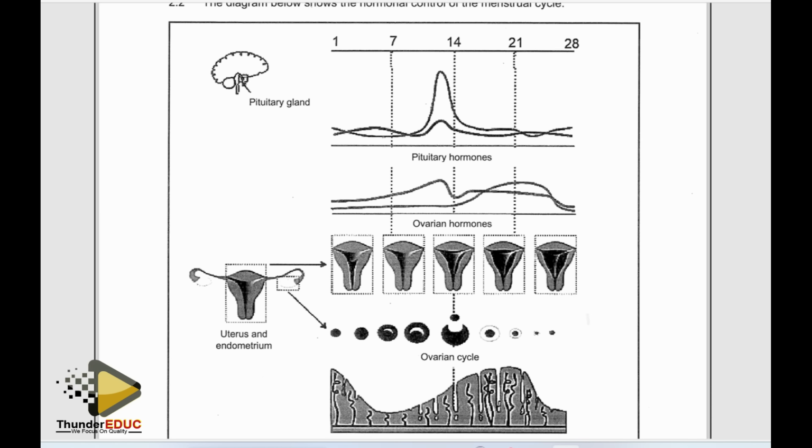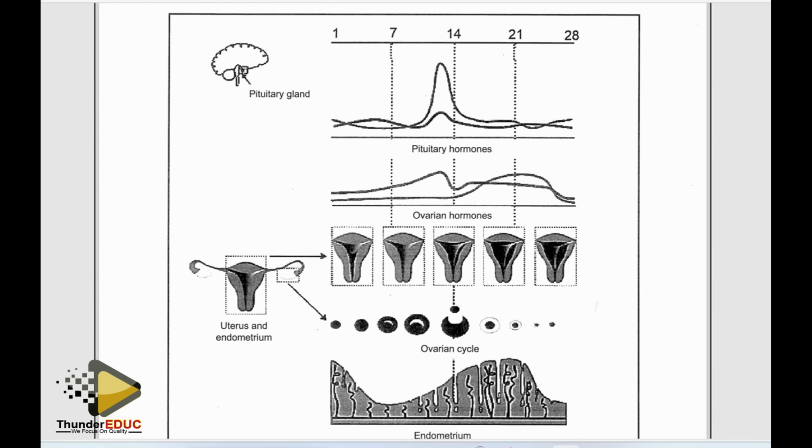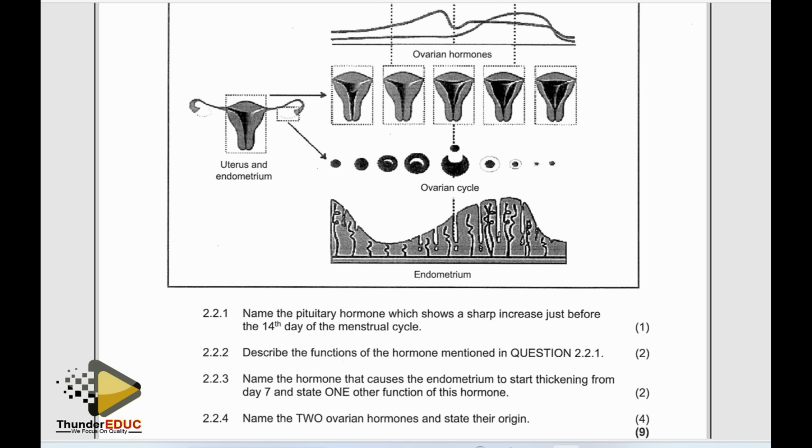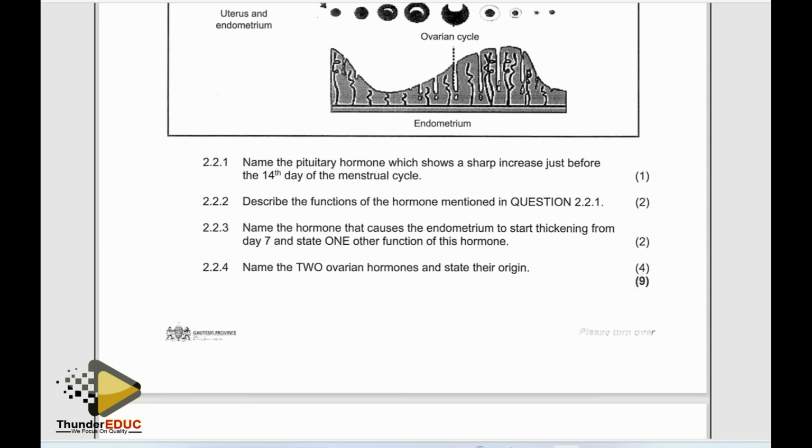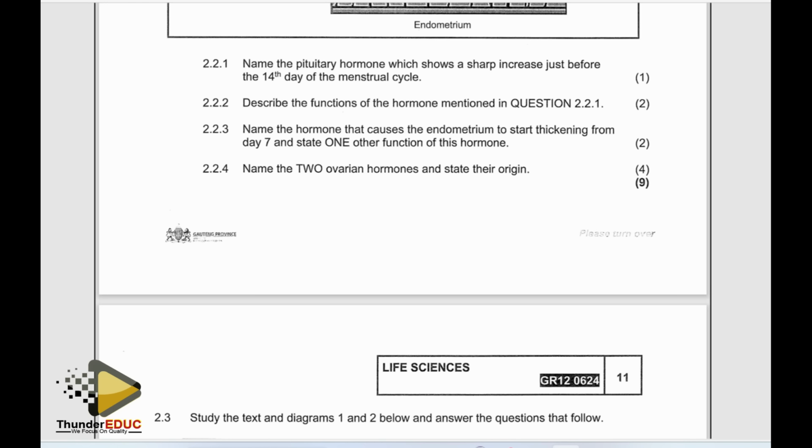All right. 1 to 7. Name the pituitary gland hormone which showed a sharp increase just before day 14. That is LH, luteinizing hormone.